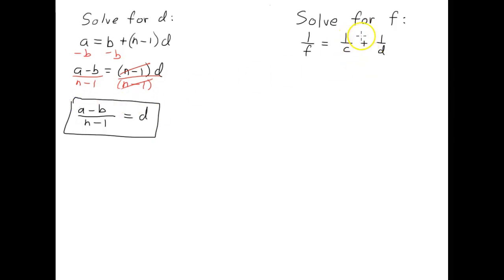On this next one, solve for f. Well, we have a bunch of fractions here. One way to clear the fractions is to multiply through by the least common denominator. And in this case, the least common denominator is f times c times d. And I'll put it in alphabetical order, c times d times f. So I'm going to multiply everything by f times c times d.